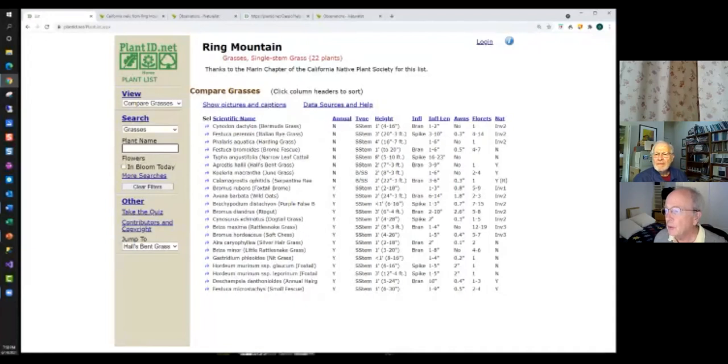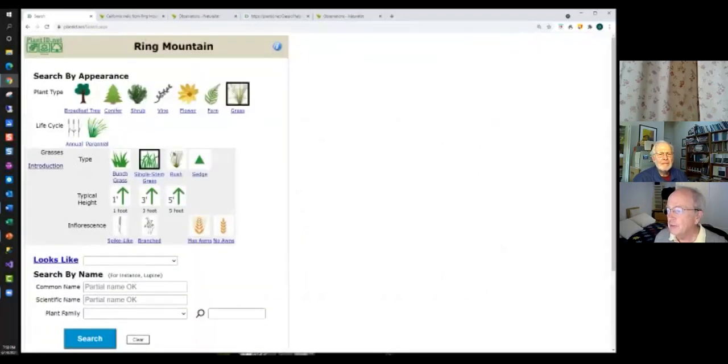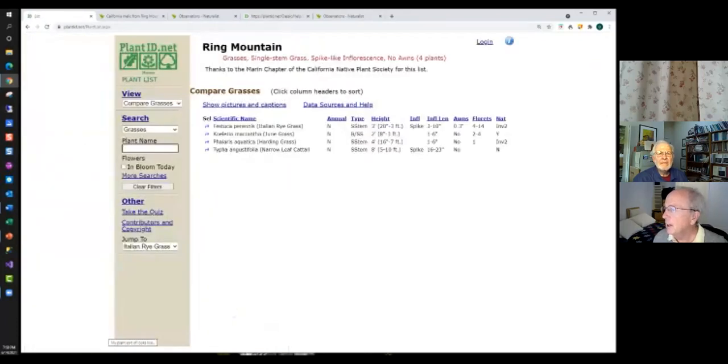I'm going to add some more criteria to my search. So I've got a single stem grass, and this time I'm going to say it has a spike-like inflorescence with no awns. And I get a choice of 4. And you notice that one of these says that it has awns, which is weird because our search was single stem grass, spike-like inflorescence, no awns.